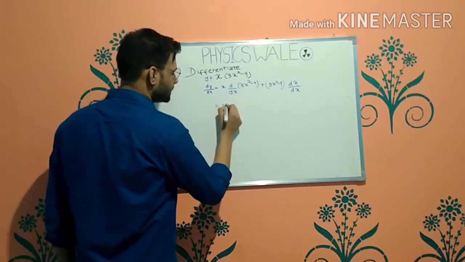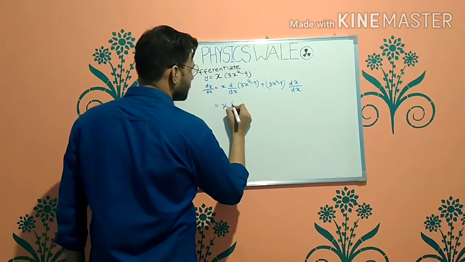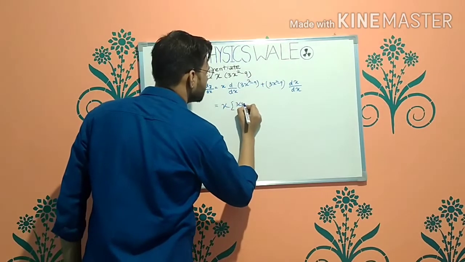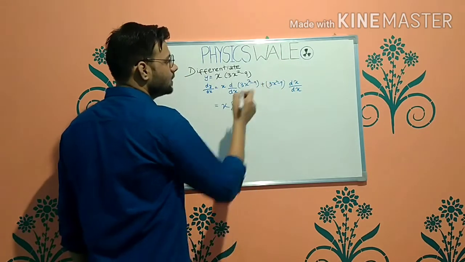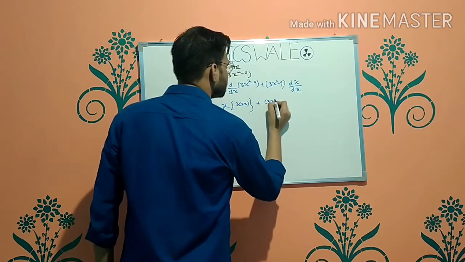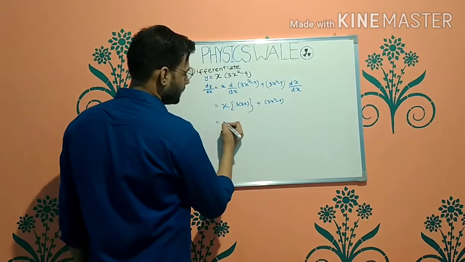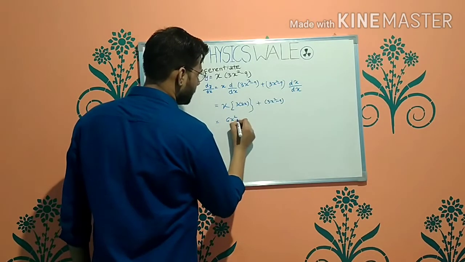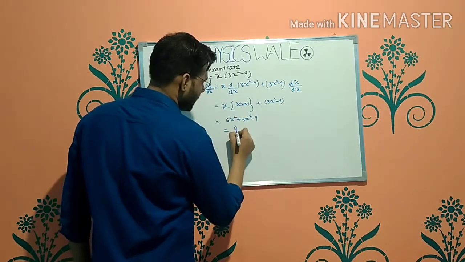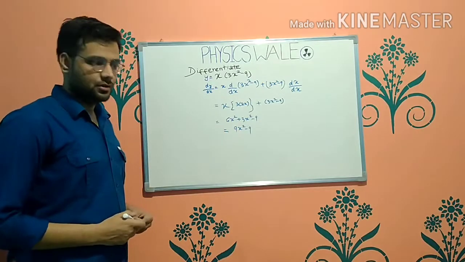It will be x times differentiation of 3x square, which will be 3 comes out and x square is 2x, and differentiation of the constant will be 0, plus 3x square minus 9, and dx by dx is 1. So it becomes 6x square plus 3x square minus 9, which is 9x square minus 9. This is the desired solution.